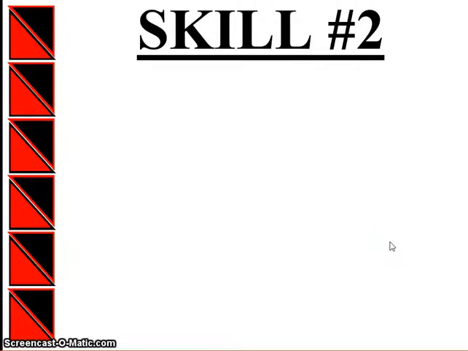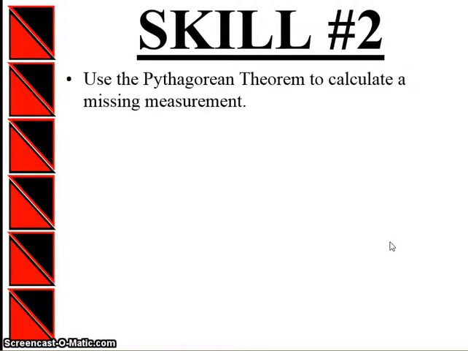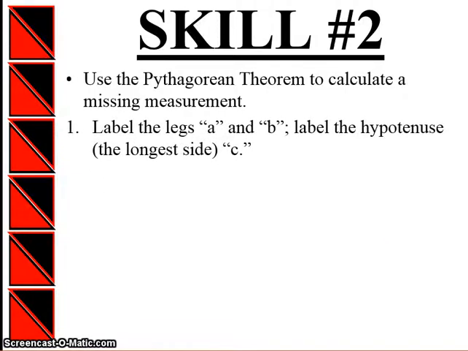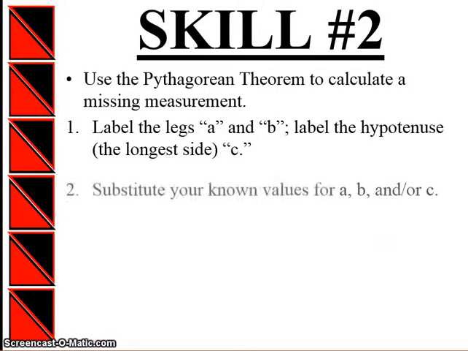Hello students, in this part of our lesson 4 we are going to look at the second skill that you need to acquire from the Pythagorean theorem, and that is to use the Pythagorean theorem to calculate a missing measurement. Here are the steps to doing that. Label the legs A and B. Label the hypotenuse, the longest side, C.